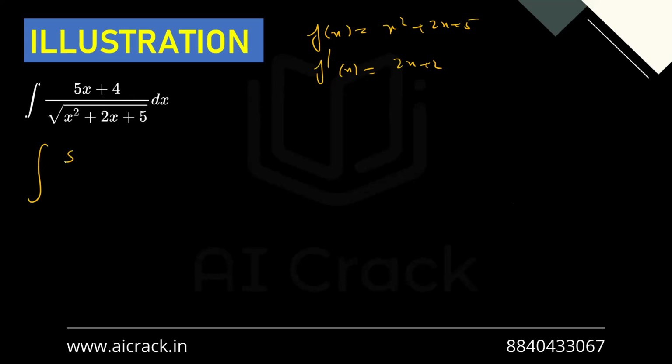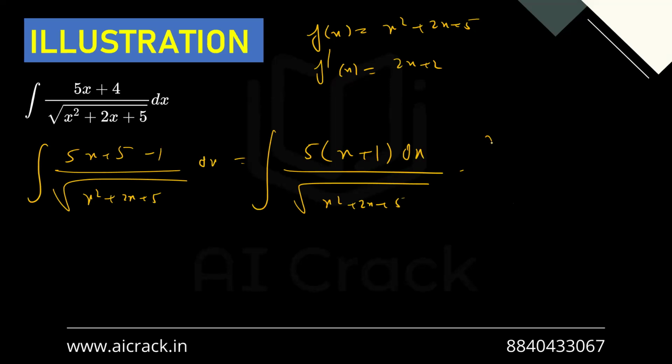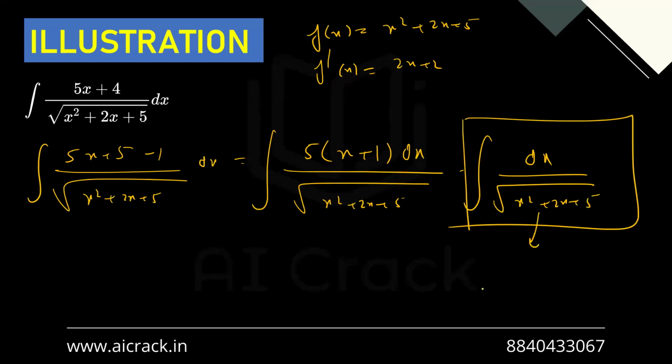Now we have to write the numerator in terms of this one. We can write the numerator as 5x plus 5 minus 1 divided by under root x square plus 2x plus 5 dx, right? Now this can be written as 5 times (x plus 1) dx divided by under root x square plus 2x plus 5 minus dx upon under root x square plus 2x plus 5. Now this is a very standard format, right? Now you have to write this as (ax plus b) whole square plus some c square, and then you can apply the standard formula. So this one is very standard. You can keep this as homework.